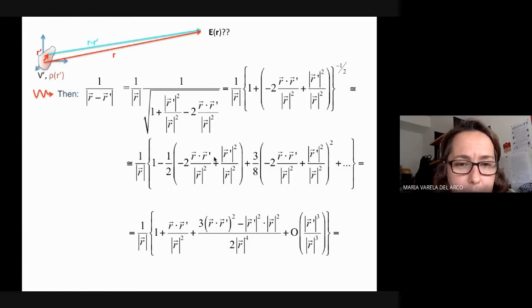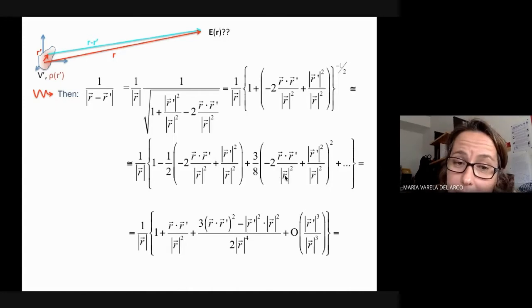But anyway, if I actually operate these things and I regroup terms, what am I going to get? First of all, I have a 1/2 of all of this. This 2 goes away with that one. Then I get a positive term on r dot r prime over r square modulus. This is what I have here. And then I'm going to have a minus 1/2 term r prime over r square. And then I'm going to have to operate this bracket here, which is going to be obviously the square of the first term plus the square of the second term minus twice first term, second term.